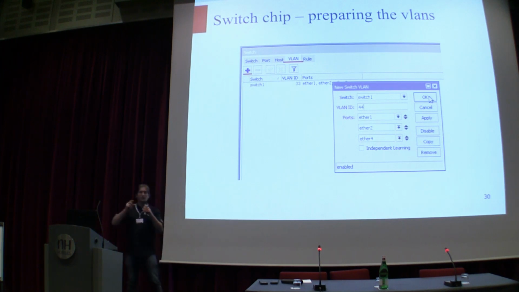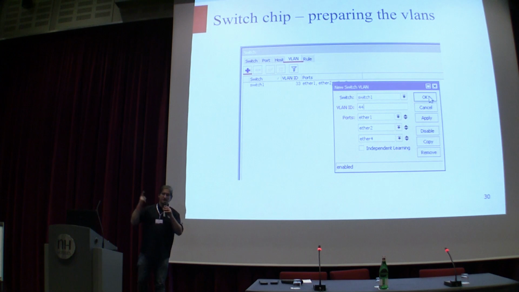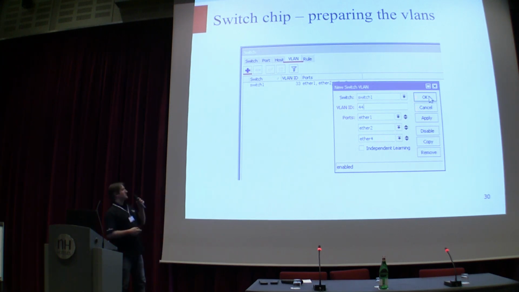And we select all the ports that will be members of the VLAN. It doesn't matter if they are trunk or access ports. We just select all ports that are members of the VLAN. So for example, for our VLAN 44, these are ports Ether1, Ether2, and Ether4. We just select them and click OK.